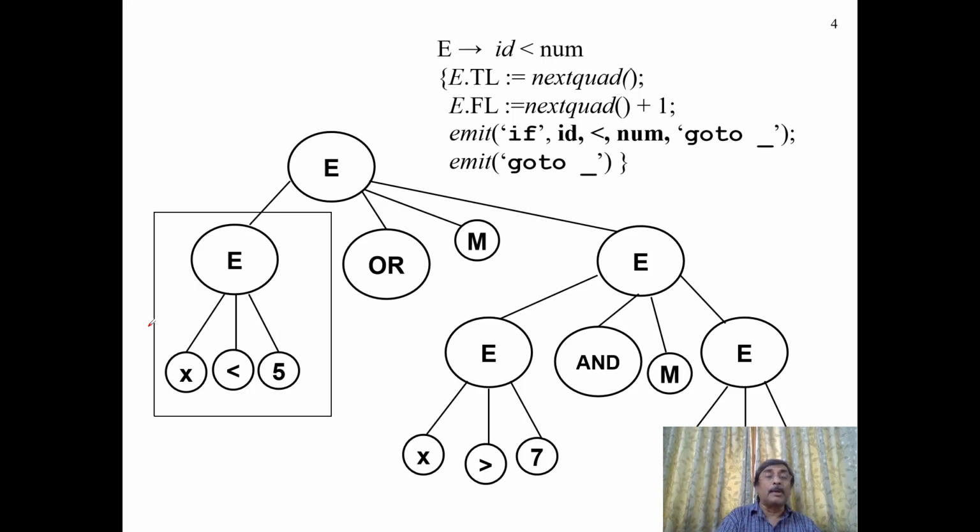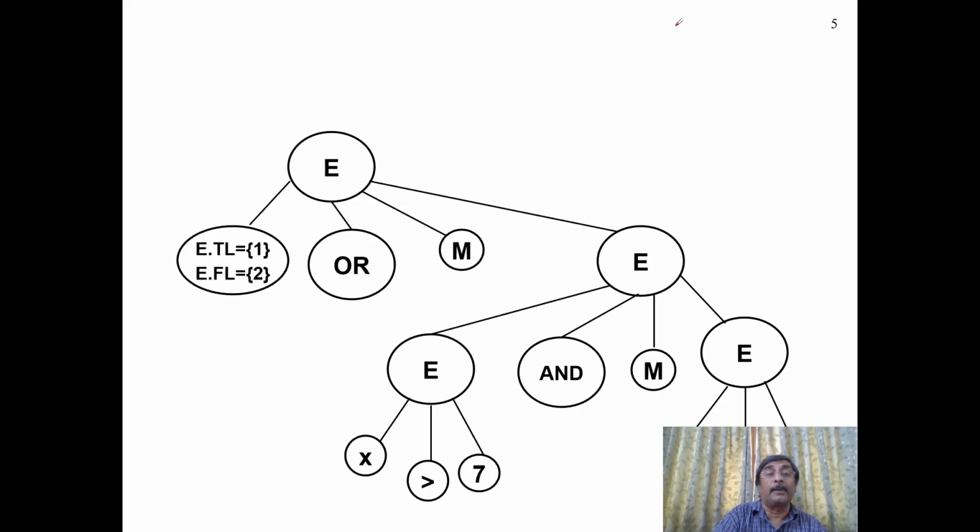Now, when you come here, the reduction rule that I'm using is this: id less than number. So what is the current quadruple number? 0. So what is next quad? 1. What is next quad plus 1? 2. So E.tl and E.fl become 1 and 2, right?